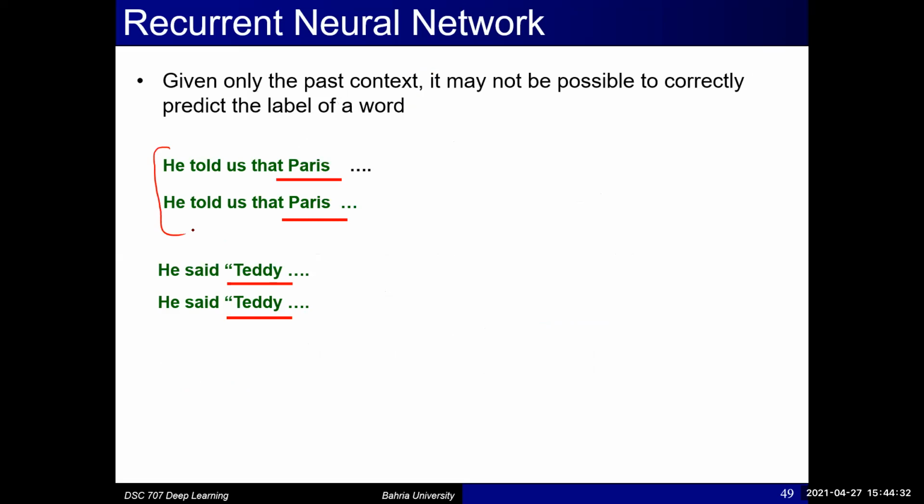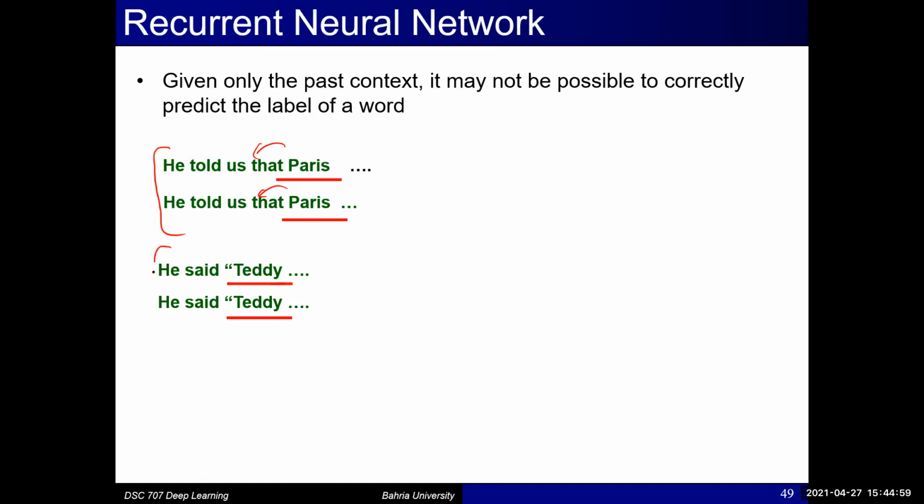So the sentence is, he told us that Paris, but we don't know what is ahead. Paris can be the name of a city, or Paris can be the name of a person, right? But by looking at the past information, which is the previous words, you cannot take a decision on the current word, because it is ambiguous.